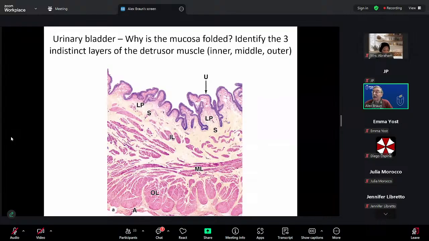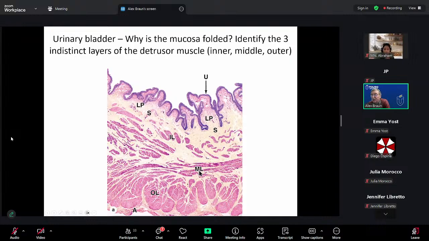This is a urinary bladder. It has a mucosa, which is lined by transitional epithelium or urothelium. The epithelium sits on a lamina propria. Here you see the muscle layers of the urinary bladder. This is called the detrusor muscle.